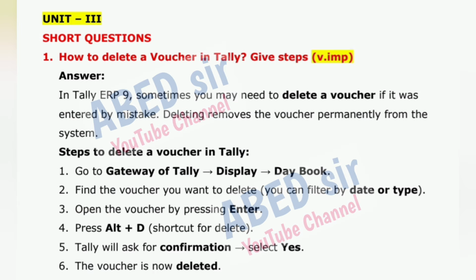1. Go to Gateway of Tally, Display, Day Book. 2. Find the voucher you want to delete. You can filter by date or type. 3. Open the voucher by pressing Enter. 4. Press Alt plus D, the shortcut for delete. 5. Tally will ask for confirmation, select Yes. 6. The voucher is now deleted.